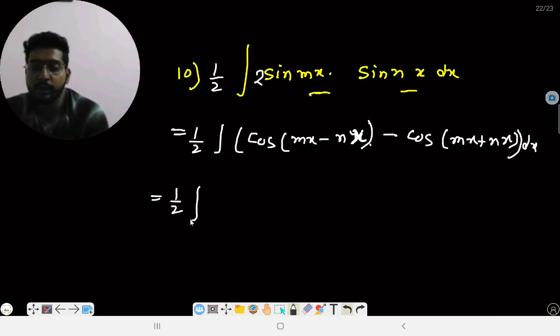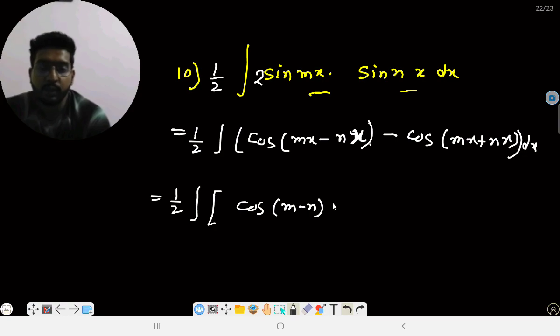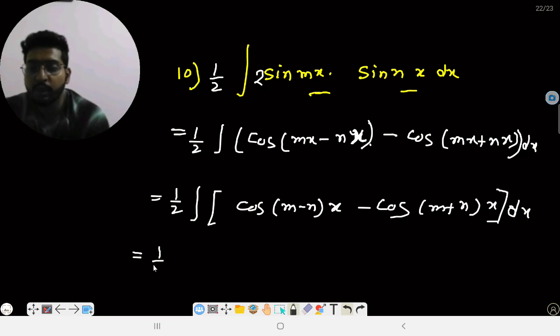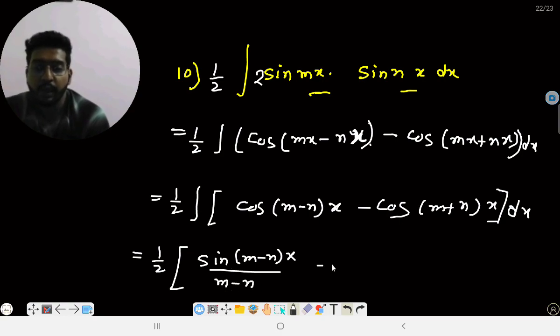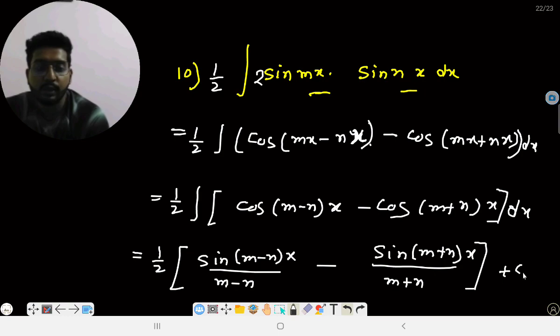So that will become the integration of cos (m minus n)x minus cos (m plus n)x, like this, and there is a dx. Now integrate this one. What is the integration of cos? That is sin (m minus n)x by (m minus n). And here, the integration of cos is again sin (m plus n)x by (m plus n) plus c, like this.